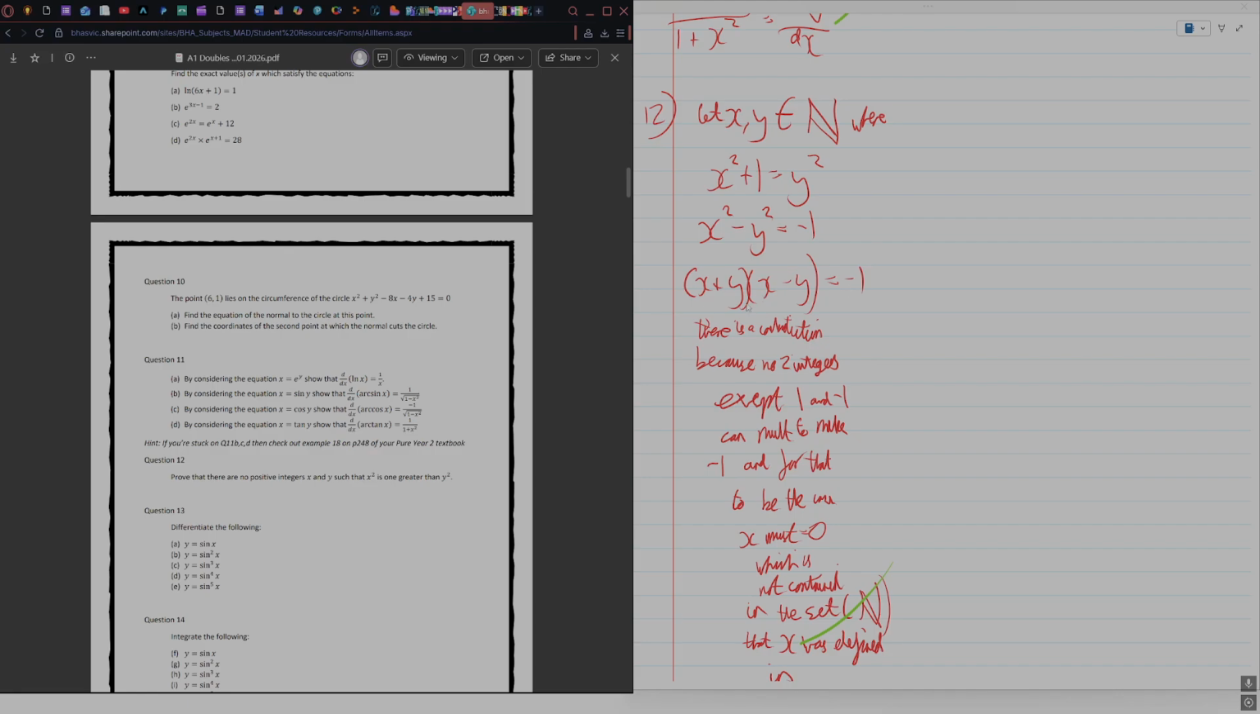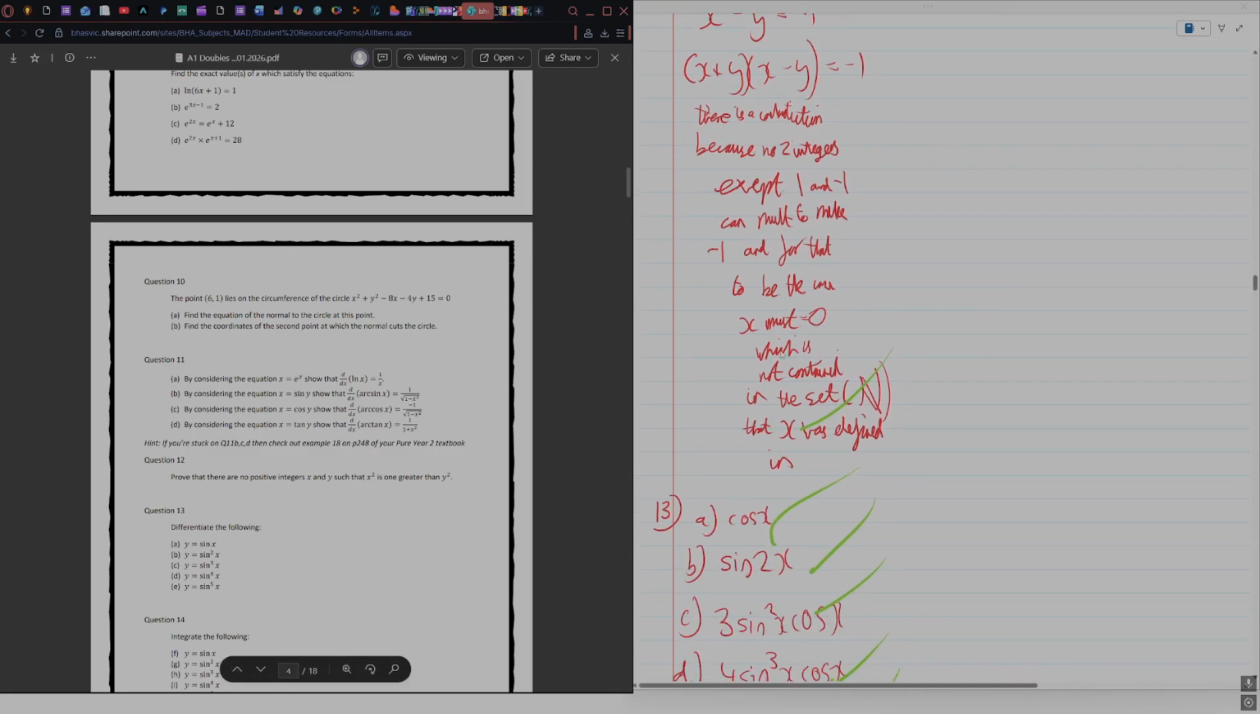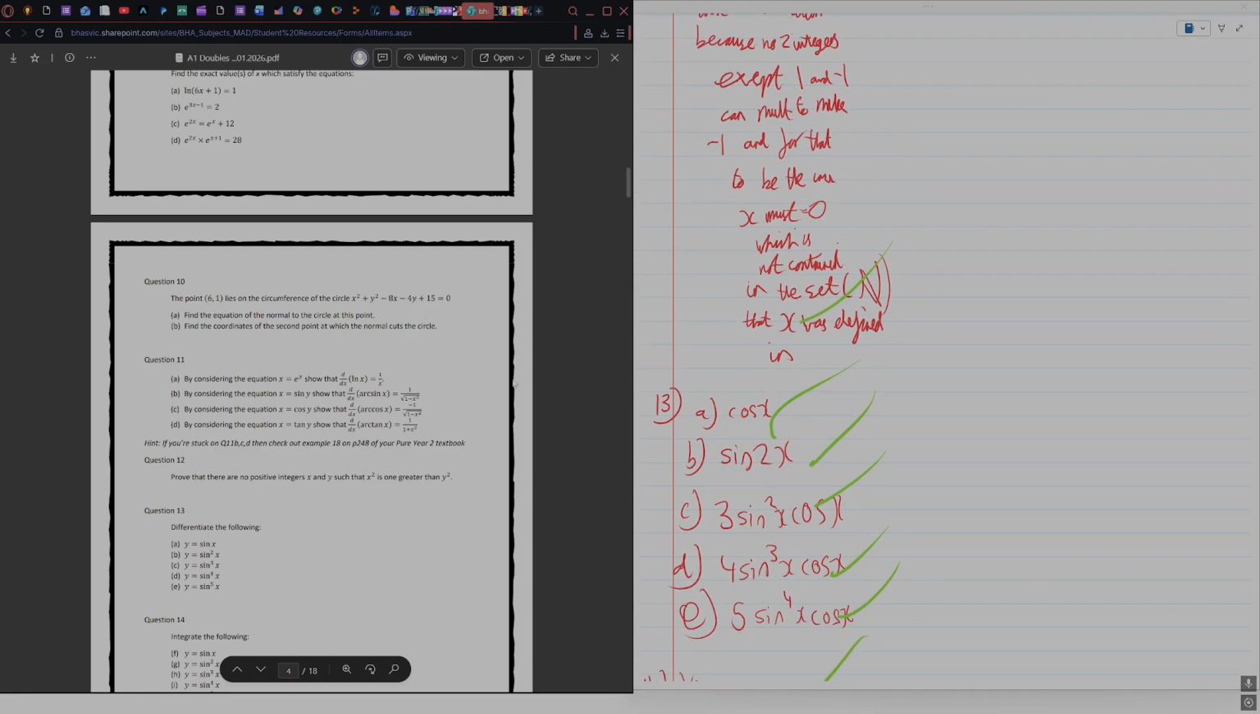In this scenario, there's no 2 integers that can multiply to make negative 1, except 1 and negative 1. But for that to be the case, one of them would have to be 0. Or no, x would have to be 0, but that's not in the set of big N, which means that there's no possible way that this can exist, which means there's a contradiction.